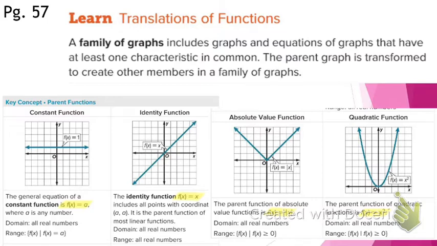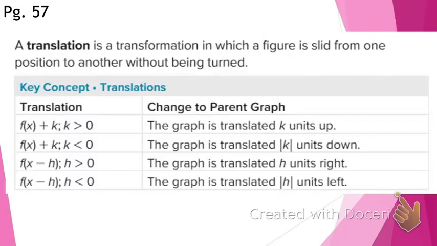So these are the main 4, or the only 4 that we're going to talk about. But what we're going to talk about is how we can translate or move these graphs. Remember on Friday I talked about A, H, and K. We're going to talk about that today. At the bottom of page 57, we have your translations. A translation is a slide.